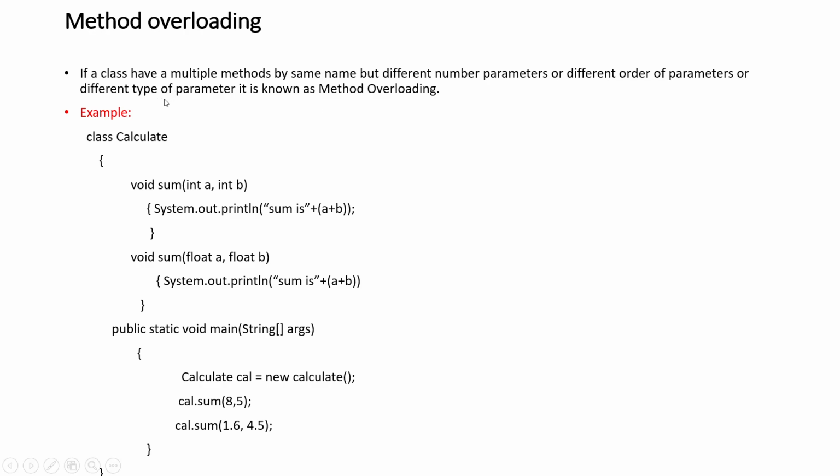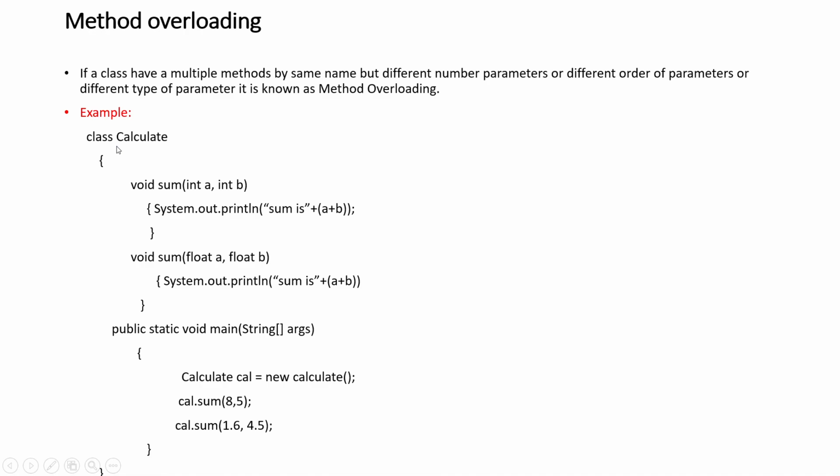Likewise, different type of parameter means one method has parameters of integer type, and another method has parameters of float type. That is nothing but a different type of parameter. So in method overloading, the parameters vary. So here is an example of method overloading, so you can understand it in a better way.